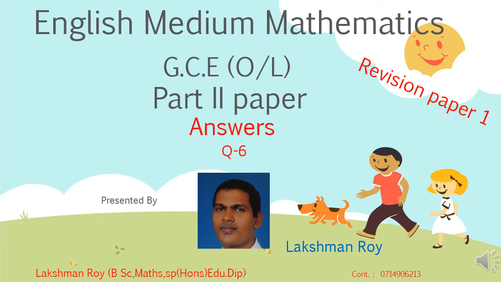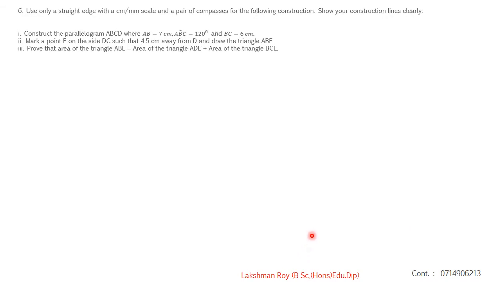Now in the revision paper 1 part 2 paper, in this part I'll explain answers to the last question of part A, that is question number 6. Right, then we move to question number 6. So that is constructions, an easy question, so the student can do this one.